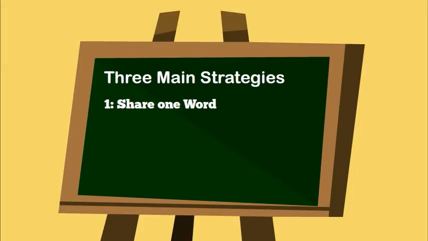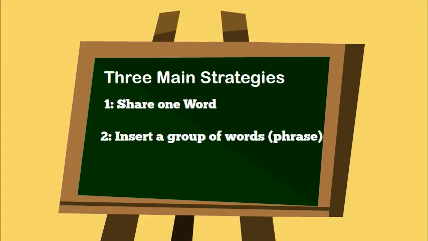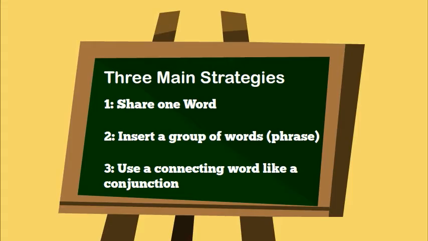Number one is share a word. Two, insert a group of words, like a phrase, from one sentence into another sentence. And three, you can combine two related sentences by using a connecting word. This tutorial will focus on teaching you to combine sentences with one word.